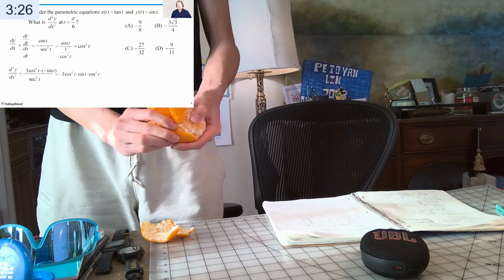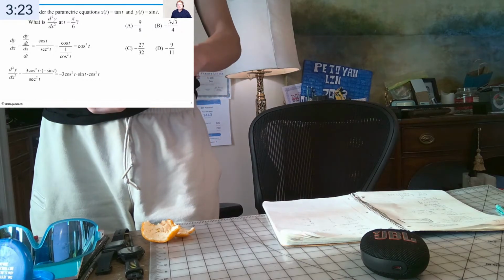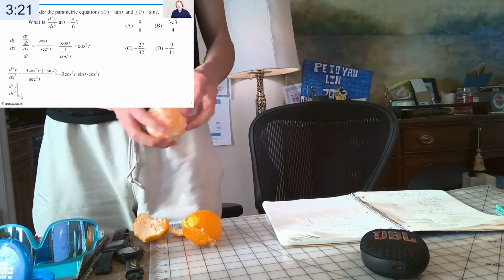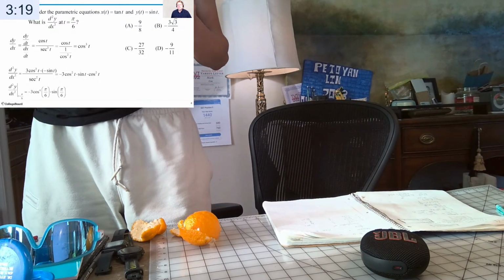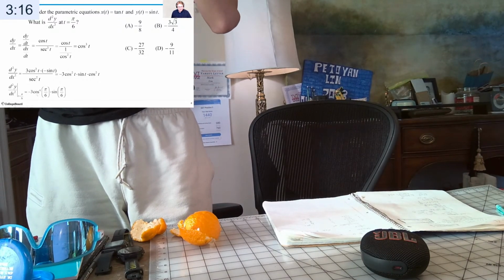If you go ahead and simplify by bringing that secant squared up on top as a cosine squared, we really have 3 cosine to the 4th. All we need to do now is evaluate the second derivative at t equals pi over 6. So we just replace those t's that we see with pi over 6. Notice I went ahead and multiplied the 2 cosine squares together.